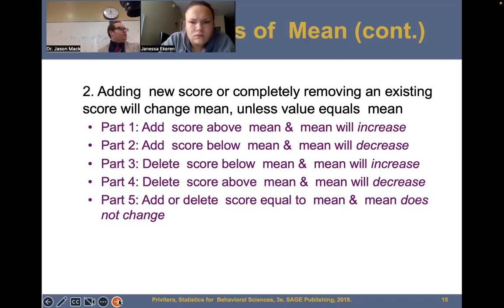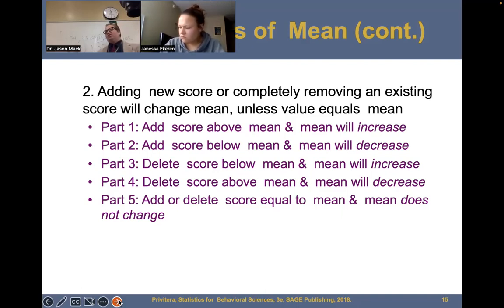Delete a score below the mean, it increases. Delete a score above the mean, it will decrease. That would make sense because of what that would do to the sum of the numbers. Add or delete a score equal to the mean, it does not change the mean because it's already the average.